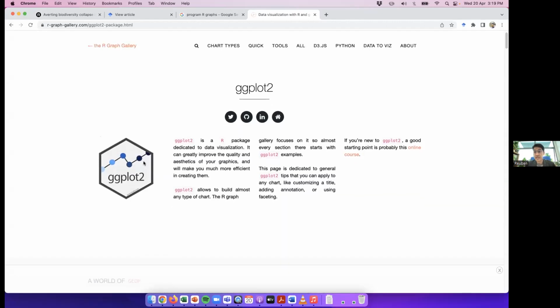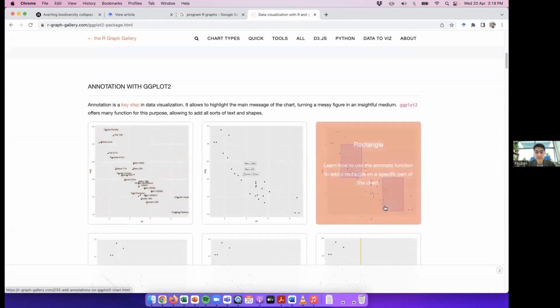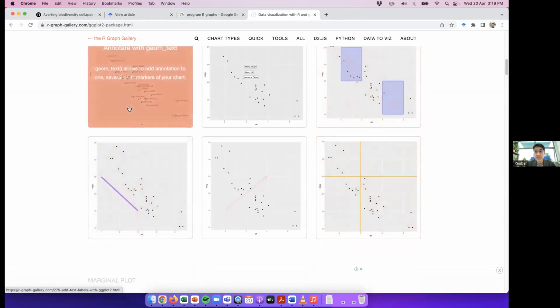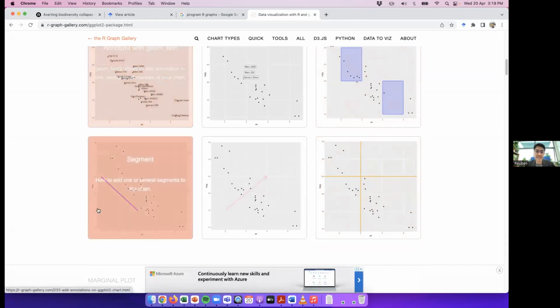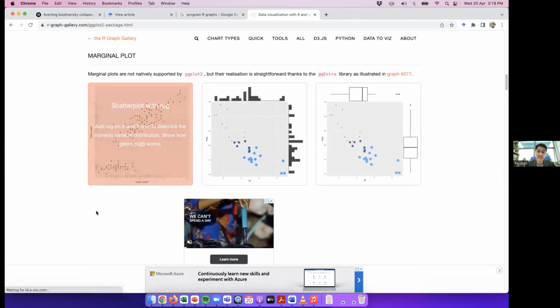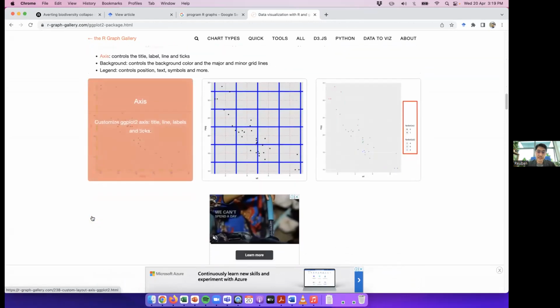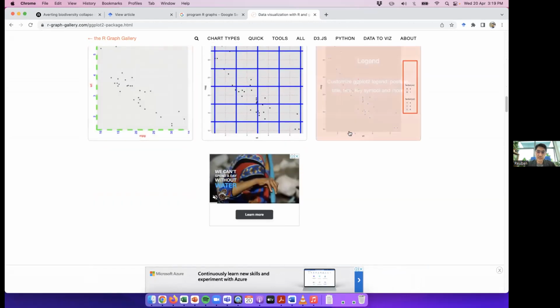So ggplot2 in R gives you fantastic graphs like this. And it's very simple. The code is here. All you need to do is change the code according to your data. And like I said, this requires another session. Look at all these wonderful graphs. Scatter plot.